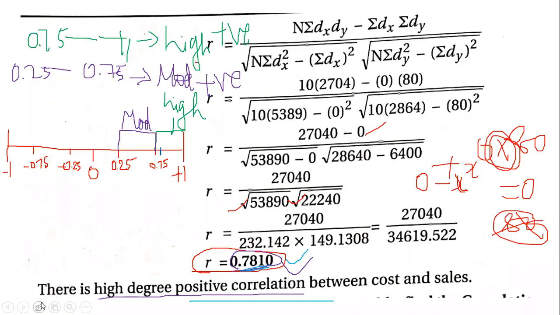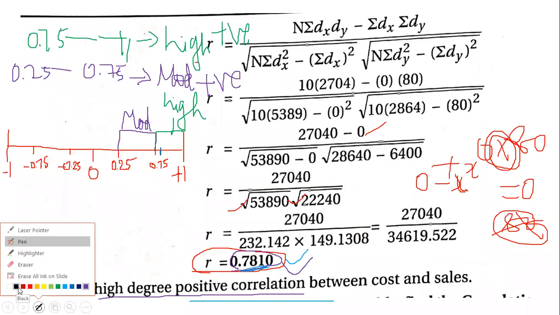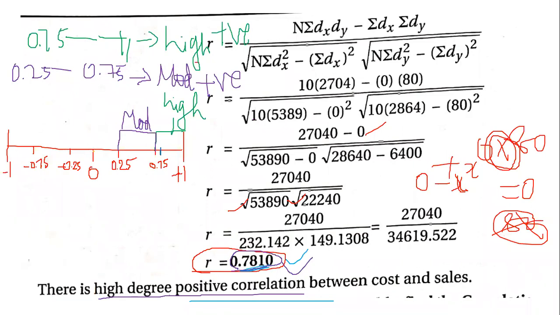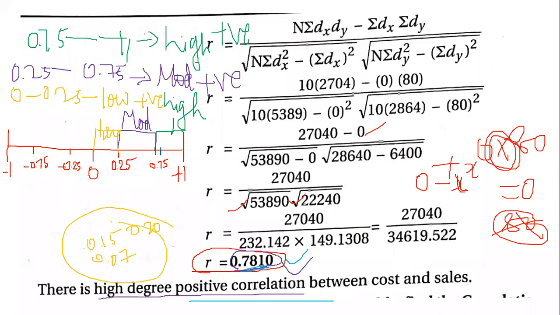Okay. Now, let us see the next part. The next part is the low degree of correlation, from 0 to 0.25. From 0 to 0.25 is the low degree positive correlation. Be careful, it is positive. If you get points something like 0.15, 0.07, 0.20, all these are low degree positive correlation. It is a positive number, so positive correlation. That's all. Understood? Understood the positive side?